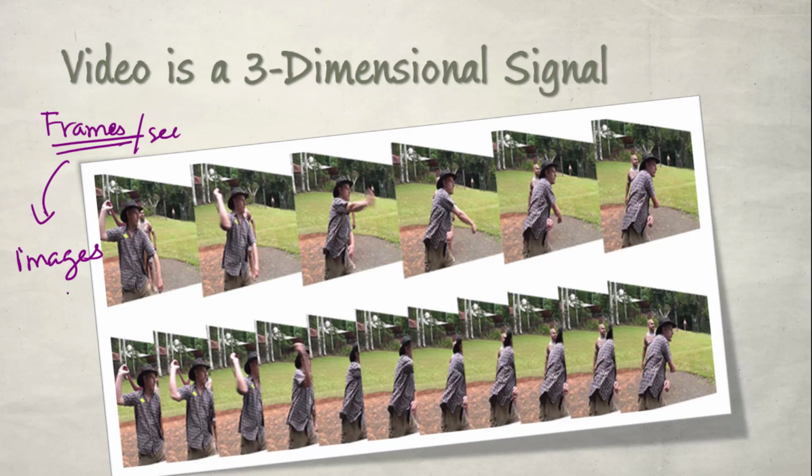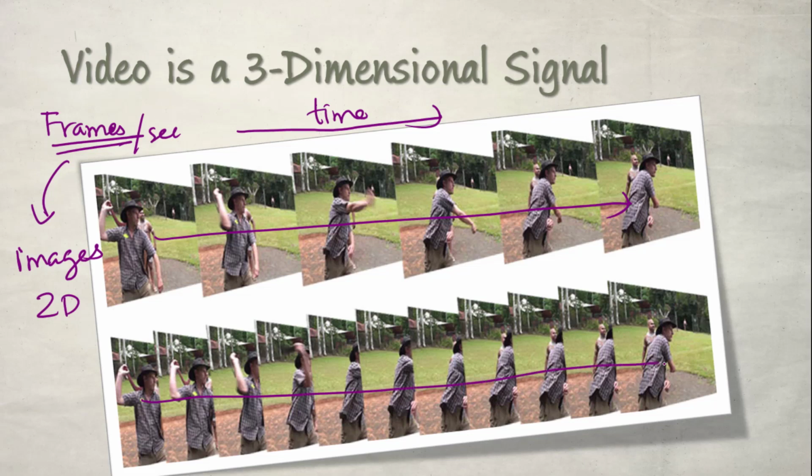Image is already a 2D signal, and these frames or images are varying with respect to time. So this is the time axis. You can see that the frames are varying with respect to time, right? Already frame is a two-dimensional signal and it is varying with respect to another independent variable, that is time. So here we have three independent variables. One is x-axis location and y-axis location and time.